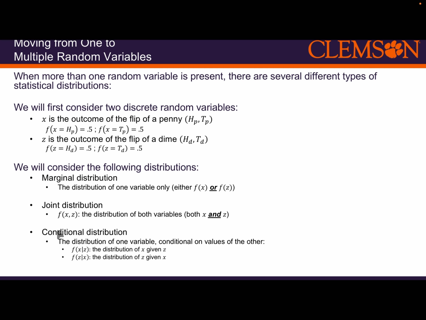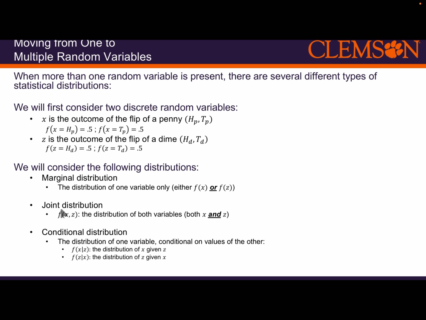Or we could talk about the joint distribution. For every flip, let's imagine I put the penny in the right hand, I put the dime in the left hand, and let's imagine I have the coordination to flip both at once. I do that. When they both land, I record what both of their values are. That would be f of x and z. That's our first look at a multivariate distribution.